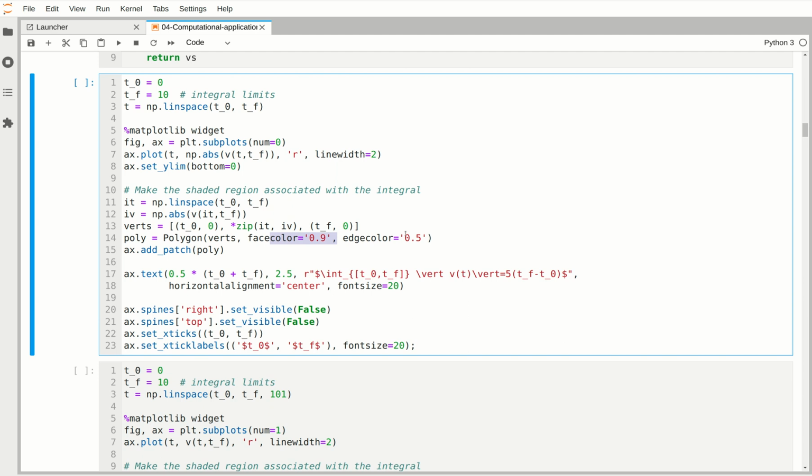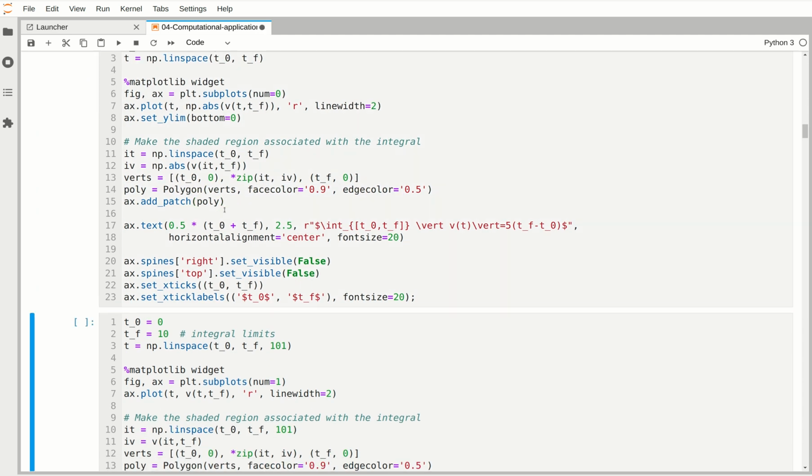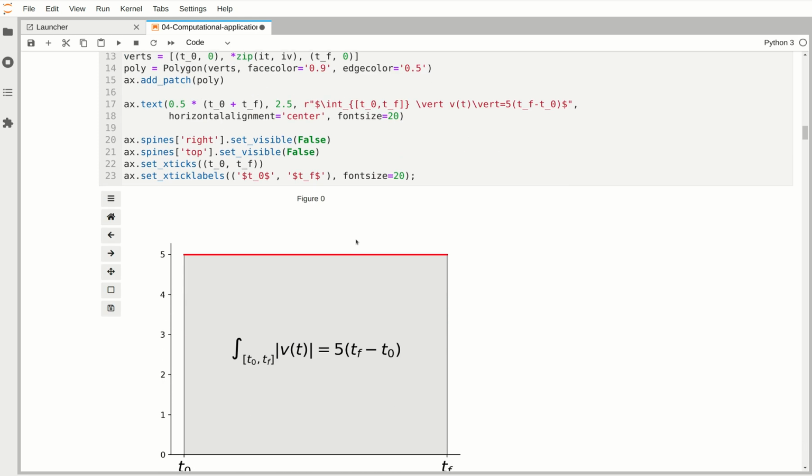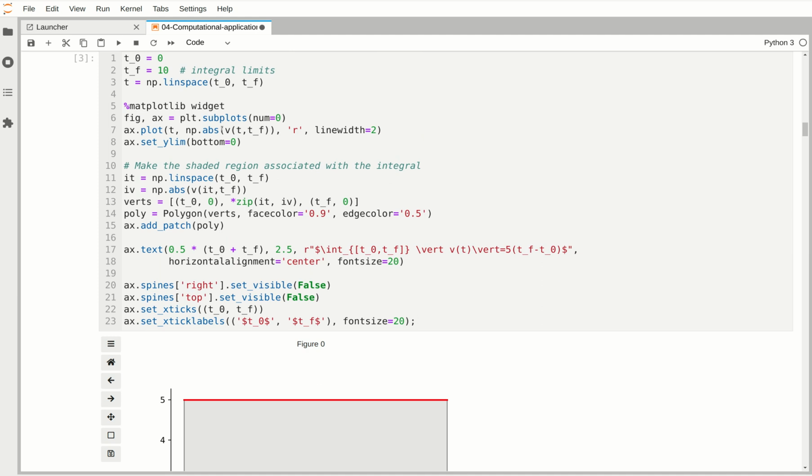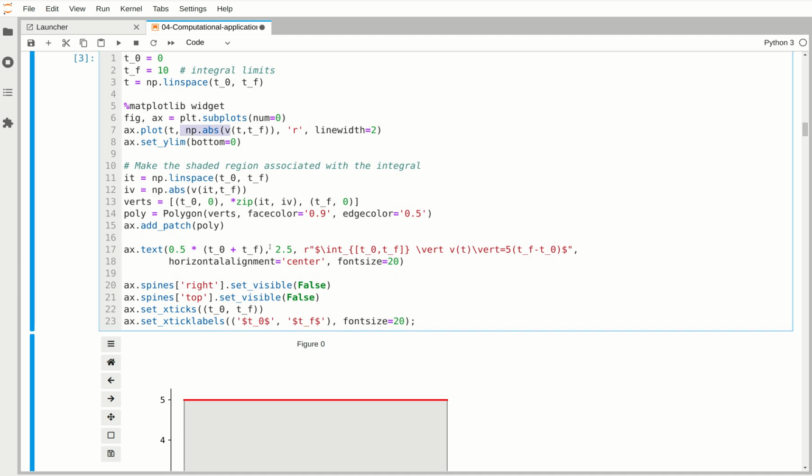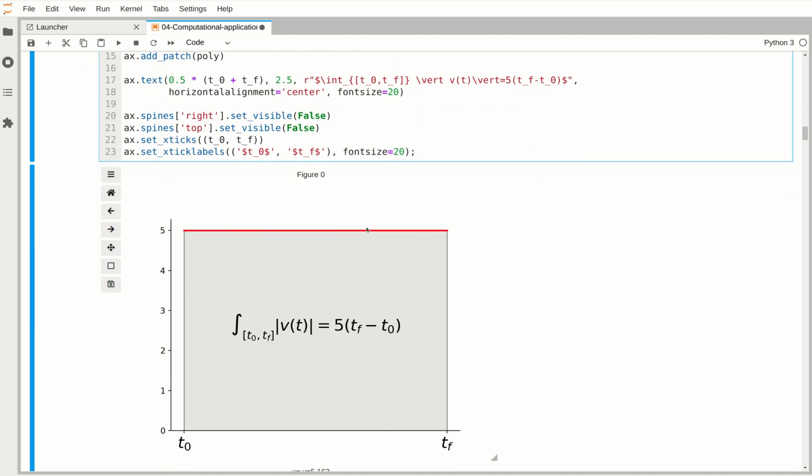It's going to be gray. And the whole point of this is just to shade in a region between the curve and the axes. So here is our velocity, or the absolute value of the velocity. I'm plotting the absolute value of the velocity, and you can see it's this constant 5.